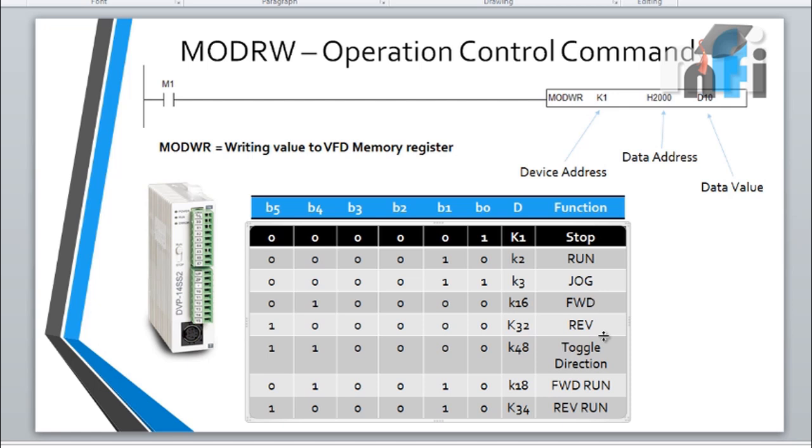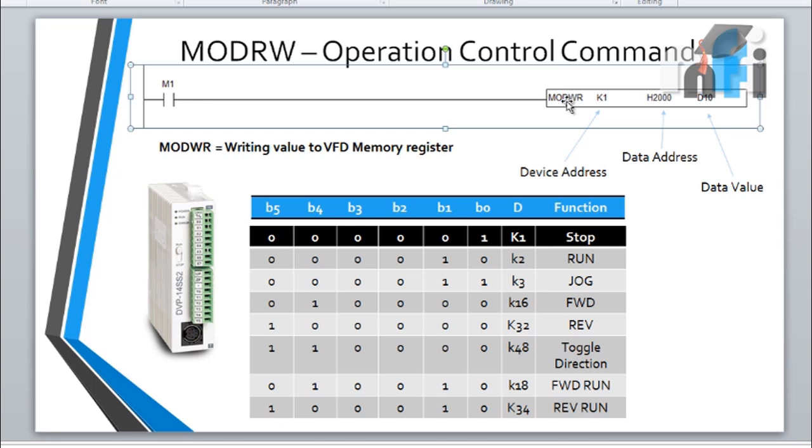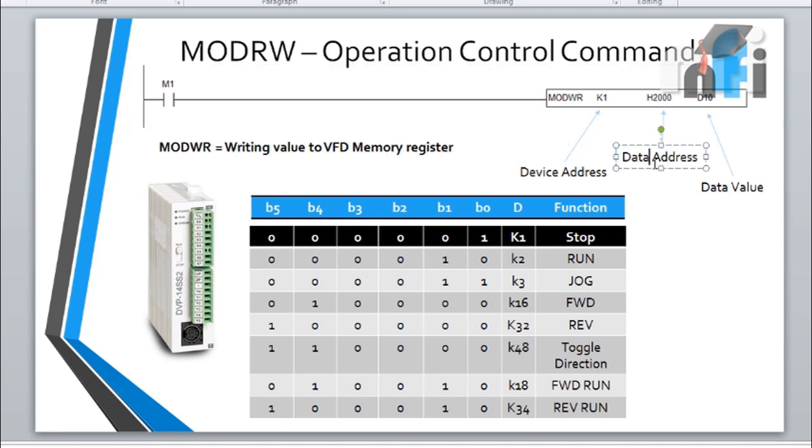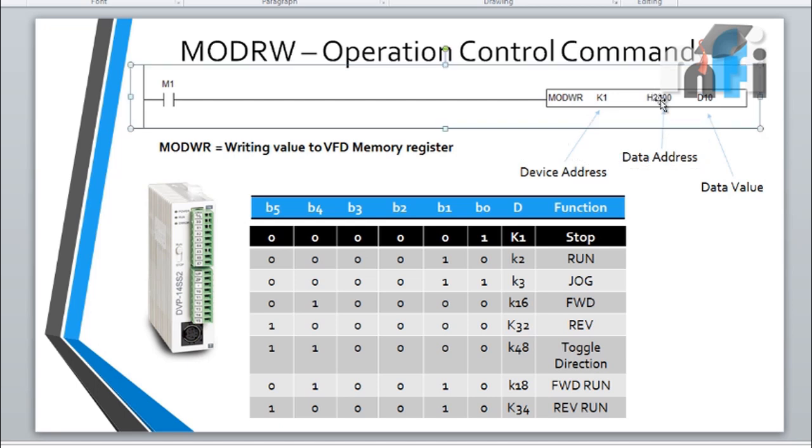So it says with M1, of course, MODWR. This is a MODWR, syntax of MODWR command. K1, this is device address, data address. Now this address H2000 is the address of my drive. This is not a PLC address. This is the address of my drive. As I told you, in Modbus we have to directly access the drive.